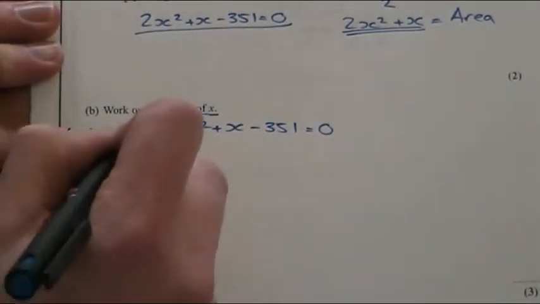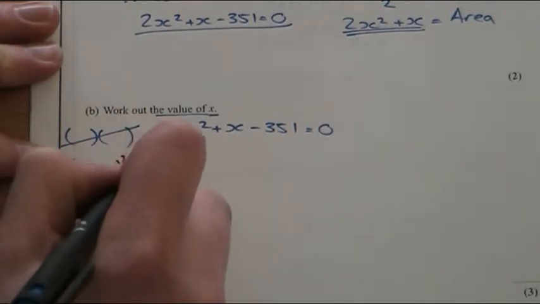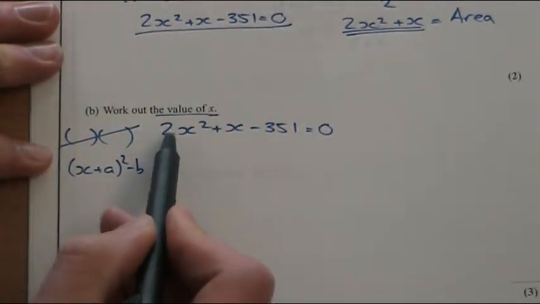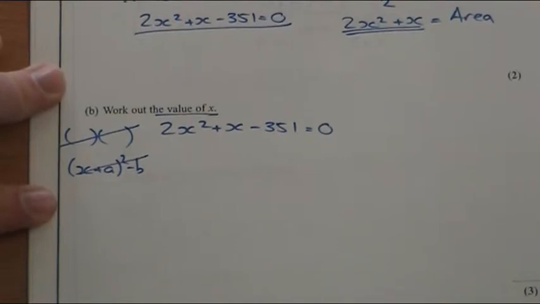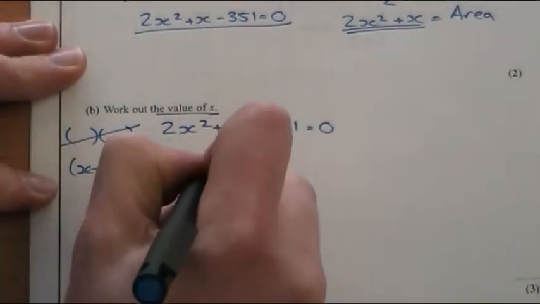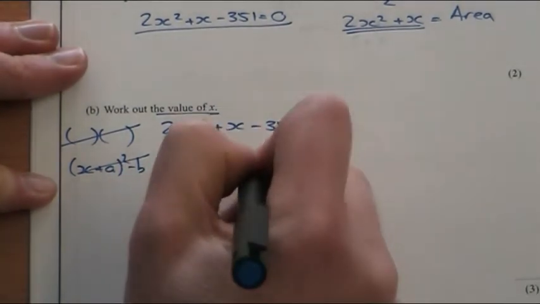I don't like that. We can also factorise it by completing the square, but when it's a 2 there, it's not a square number, it makes it very complicated, so I don't like that. So the only other thing I have left is the quadratic formula. This is my least preferred way, purely because it takes longer.